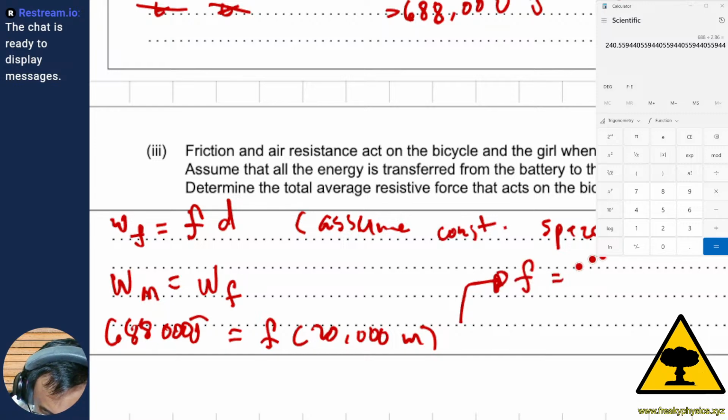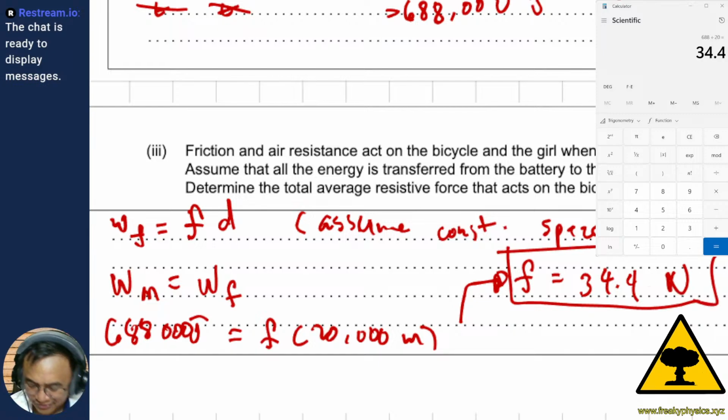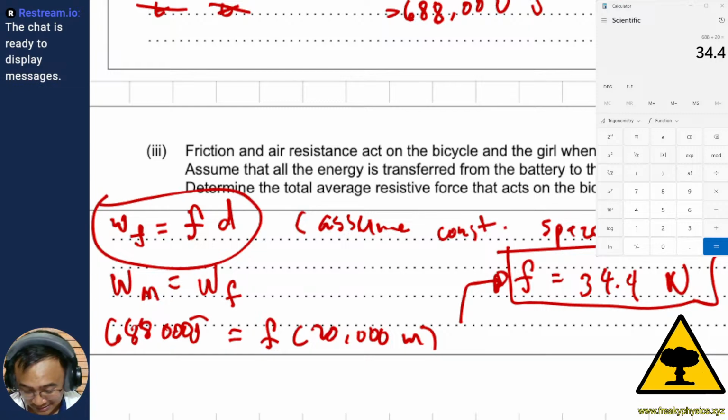Then from here, we just get the final answer. The frictional force will be 688 divided by 20, which gives us 34.4 newtons. Now, just so you know, this is one of the more challenging questions, because normally when you think force, you're looking for an acceleration, right? So if you're not given an acceleration, you assume that this is the case: work done is equal to force times distance. Okay, so that works if acceleration is not given.